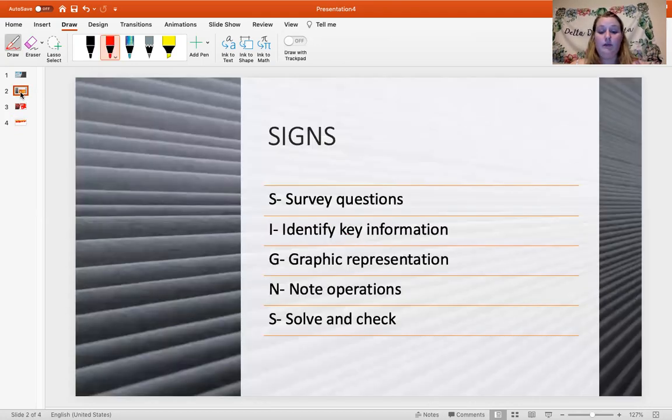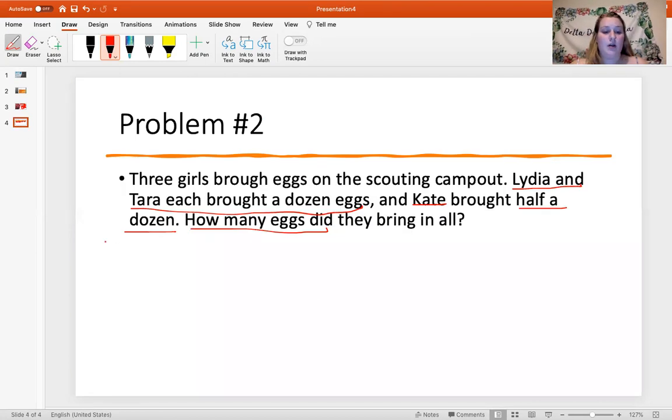So now that we know our key information, let's make a graphic representation. So I'm going to put a T over here for Tara, an L here for Lydia, and a K here for Kate. Thinking of how many is in a dozen, we can think of our own egg cartons. Normally, when we hear the word dozen, we think 12. So I'm going to make a rectangle and I'm going to break it into 2, 4, 6, 8. And then I'm going to add 2 more in the bottom.